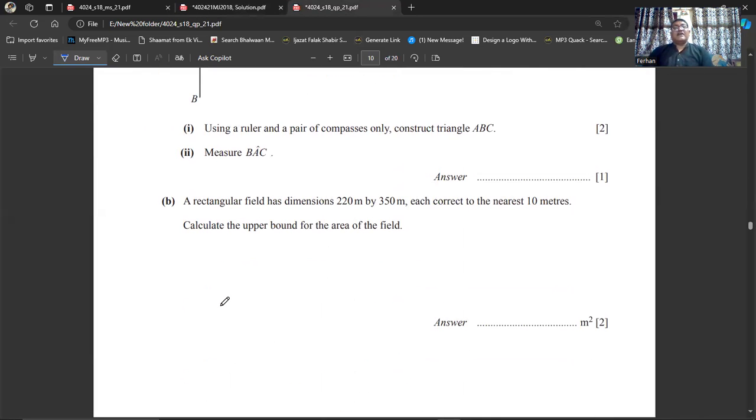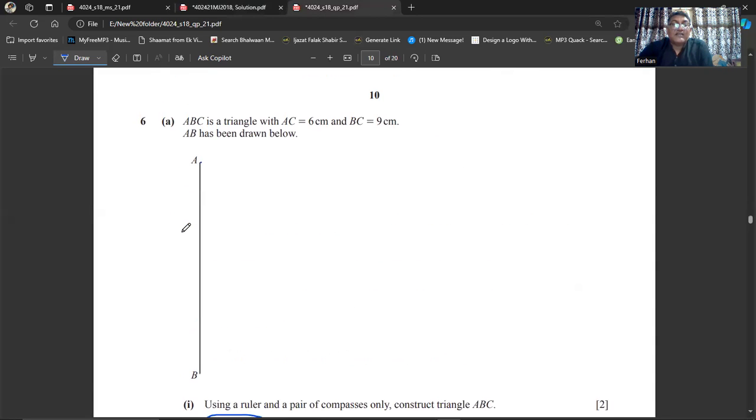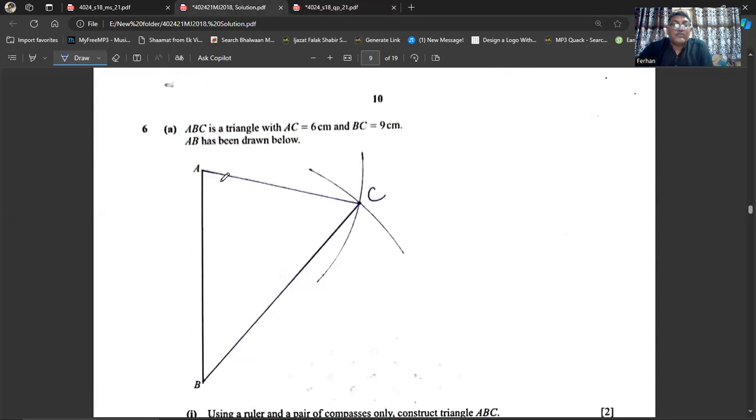Then he says, if it has two portions, using a ruler and a pair of compass only, construct the triangle ABC. It's a 2 marks question. We are done with that. Then he says, measure. The word measure means actually use your instruments and find out this angle BAC. So basically, they want me to find out this angle BAC.